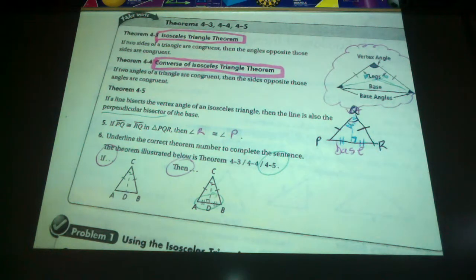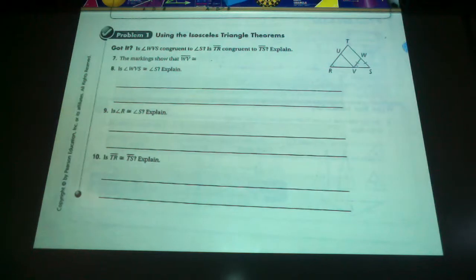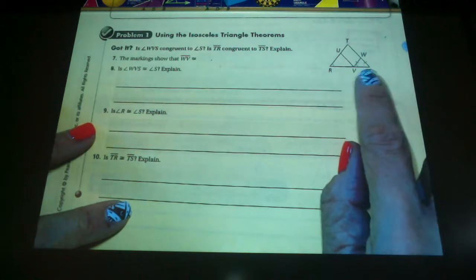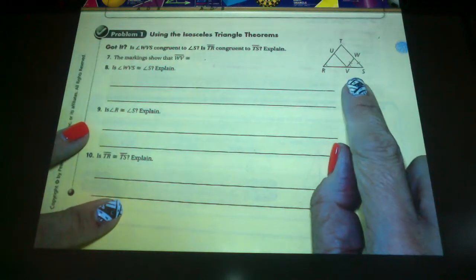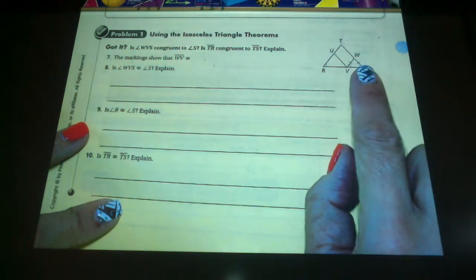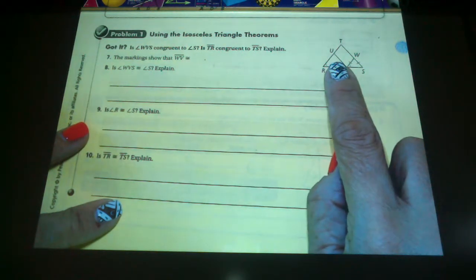So let's look at problem 1. Is angle WBS... So this is kind of a weird picture. Some of you who don't like lots of stuff in the pictures may want to redraw some things. Some of you will see it immediately, some of you are going to have a little bit of trouble. So we've got a little triangle here, VWS, and we have a bigger triangle here. We have another smaller triangle here as well on the left.